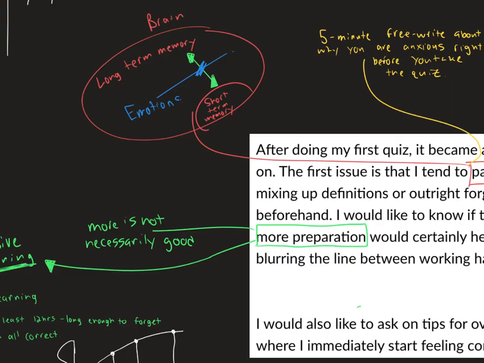Now, they don't know exactly what's going on, but the theory is if you write about it before you take the quiz or the exam, you're essentially getting a jump on those emotions, that emotional reaction that you have when you get into the quiz, and you deal with that and get it out of the way before you have to use your short-term memory to access your long-term memory. So that's the rough idea there.